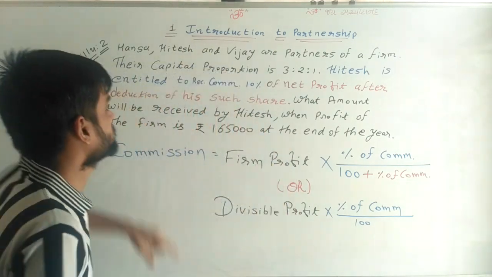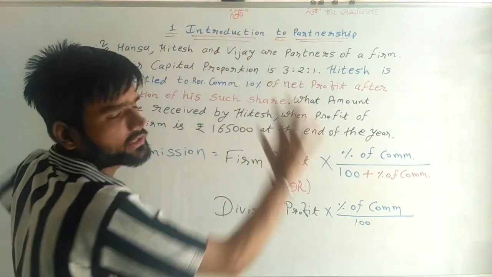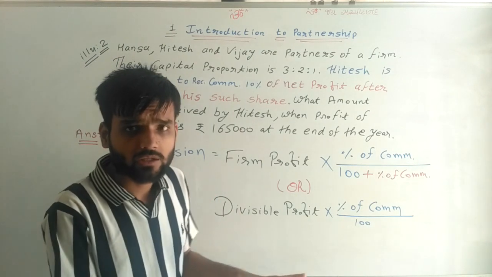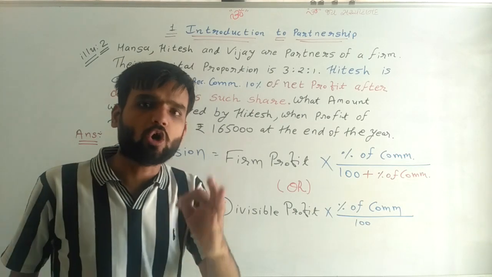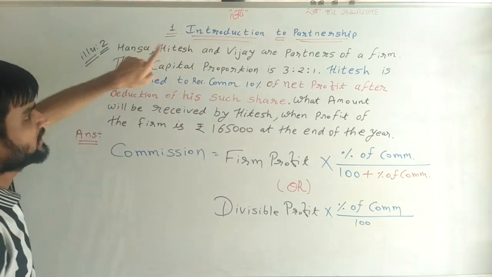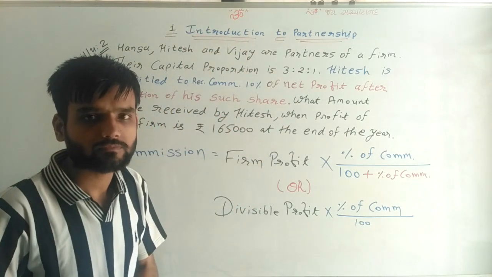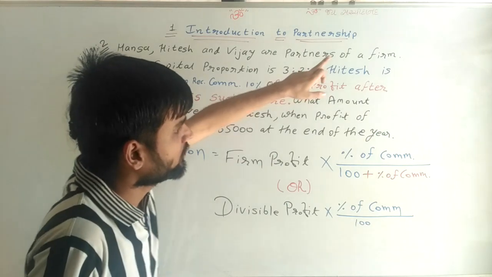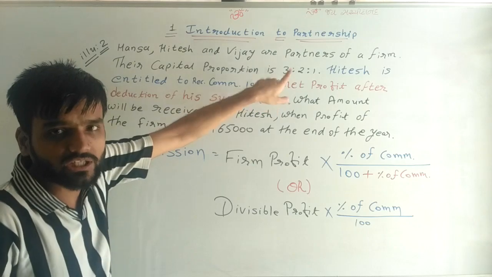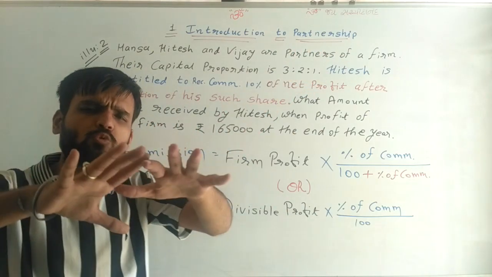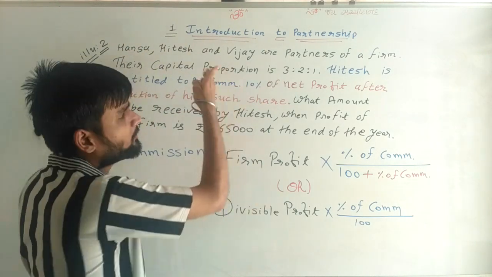Now we are starting with the sum. See again, Hansa, Hitesh and Vijay are partners. So here 3 partners are there in the partnership firm and the names of them are given: Hansa, Hitesh and Vijay. Going ahead, partners of a firm, their capital proportion is 3:1. Now generally students take it very lightly: sir, their proportion is 3:1.